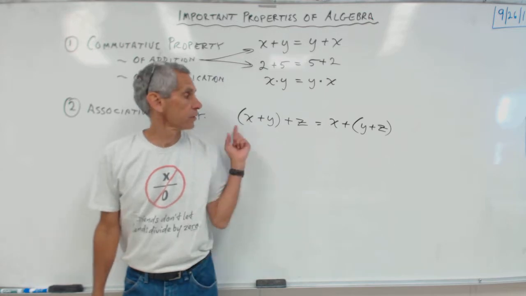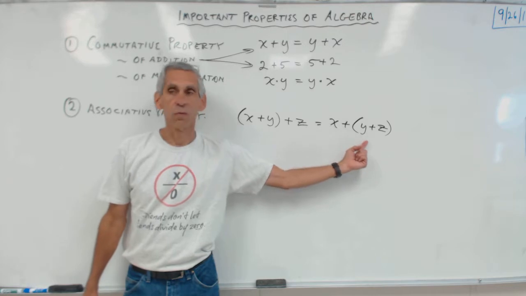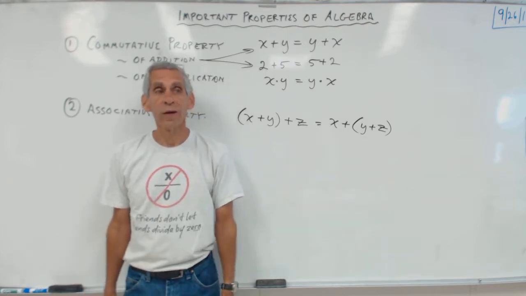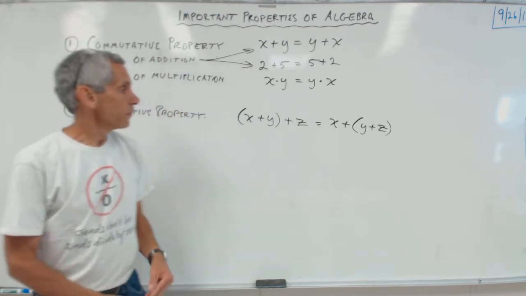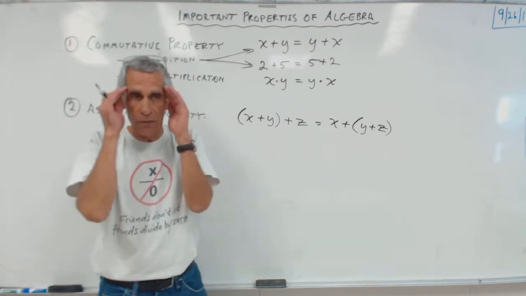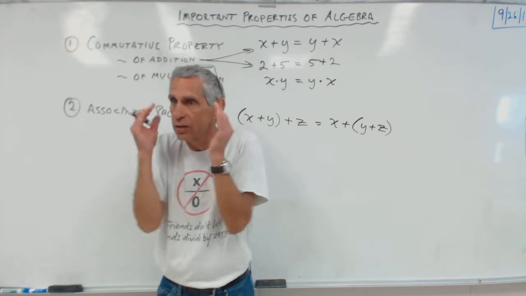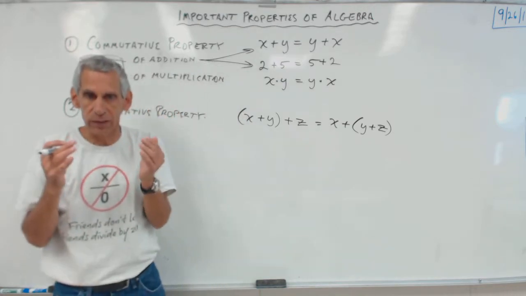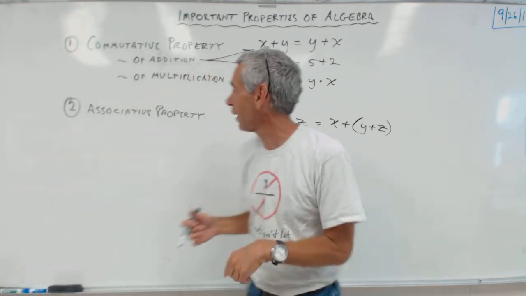I have X, Y, Z. They didn't commute at all. What did move, though? The parentheses. So when I see parentheses, I think of, like, these guys have an association together, right? They're associating. They're socializing. You know what I'm saying? So to me, that helps me remember associative property.